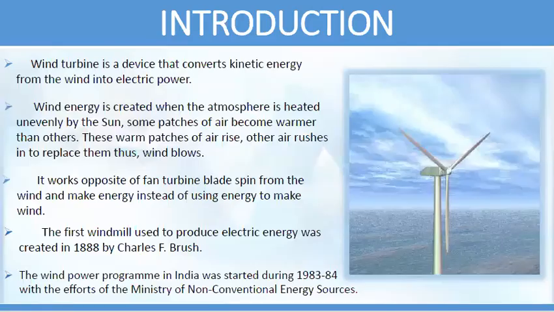This wind energy is created when the atmosphere is heated unevenly by the sun. So some parts of air become warmer than others. These warmer patches of air rise, and other air rushes in to replace them. Thus the wind blows. So it works opposite to a fan: turbine blades spin from the wind and make energy, instead of using energy to make wind.